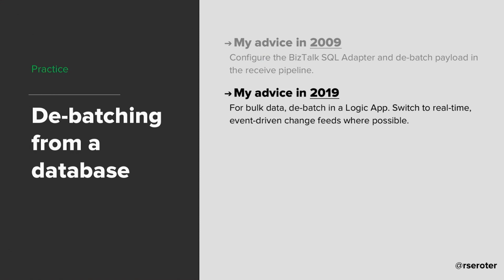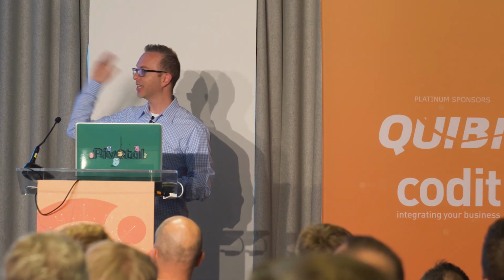2019 advice would probably be, if it's on-prem, keep debatching in BizTalk. That's great. In the cloud, I'm probably going to debatch in a Logic app. Honestly, the preferable thing would not be debatching at all and literally just be getting live events, right? Batching is sometimes necessary, but in a lot of cases, can I get away from that period and just say, I want to get a live change feed, right? I don't want to batch at all. I just want to literally get them live as they come out.